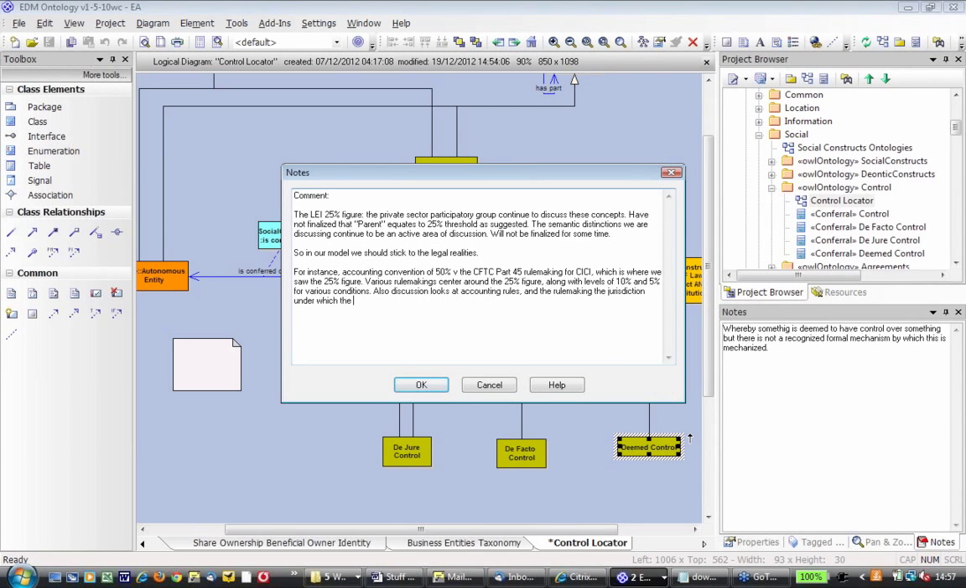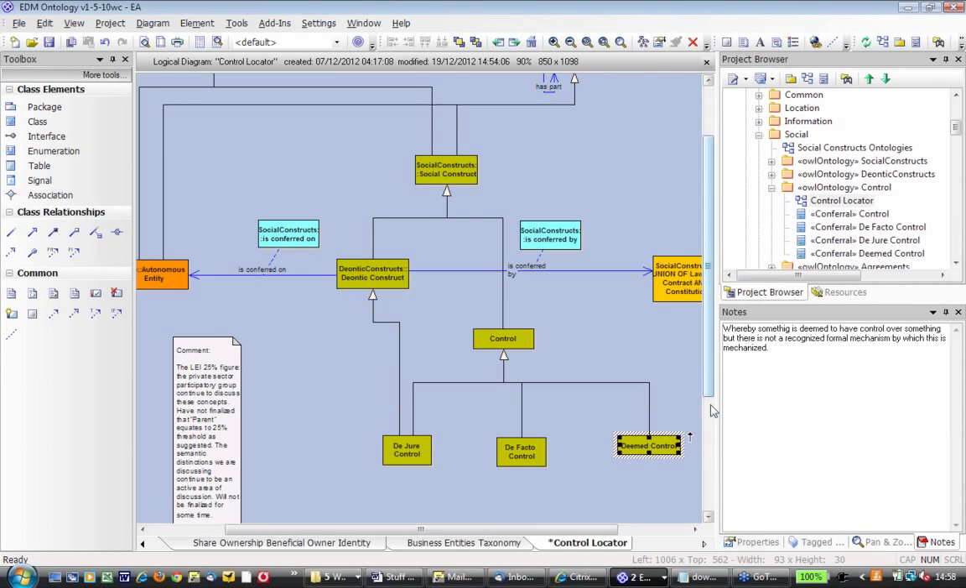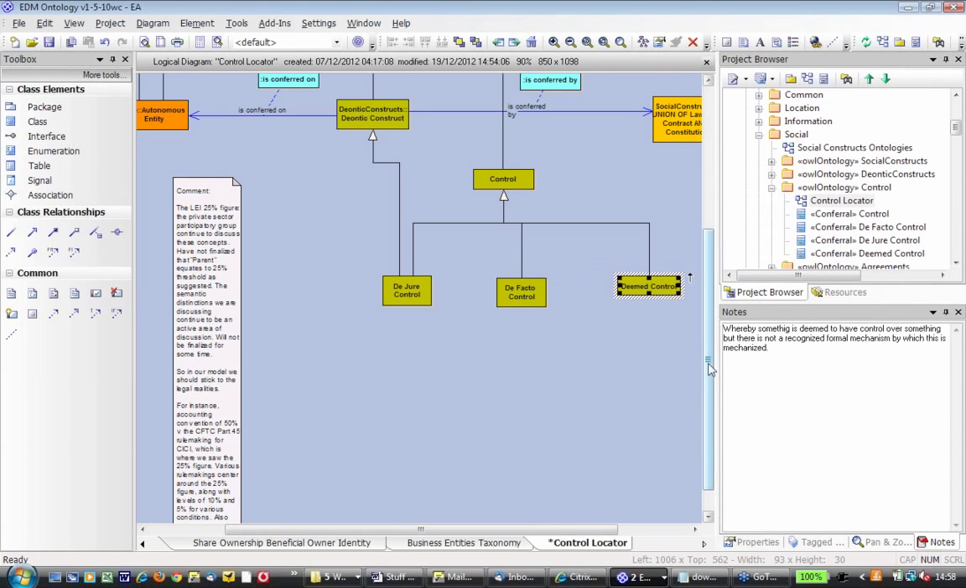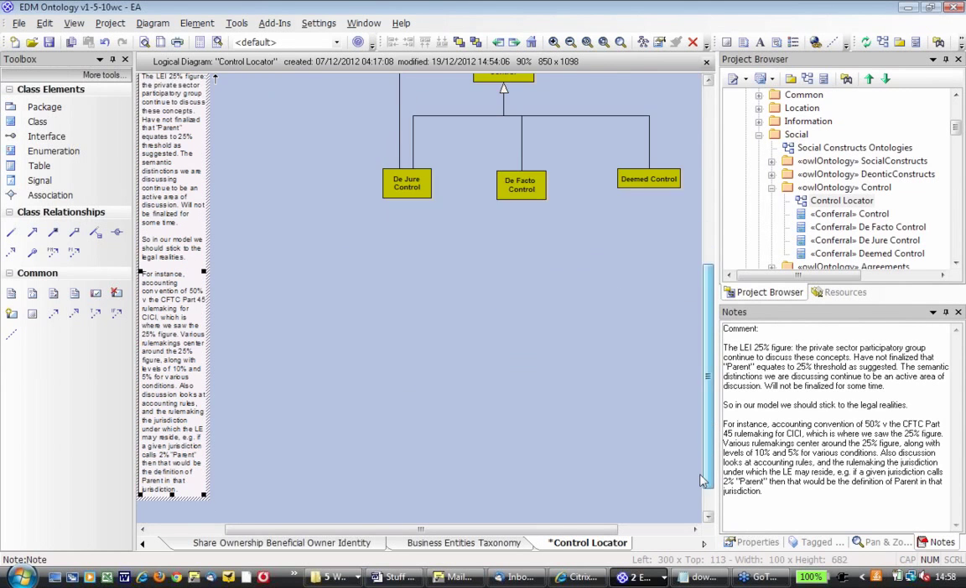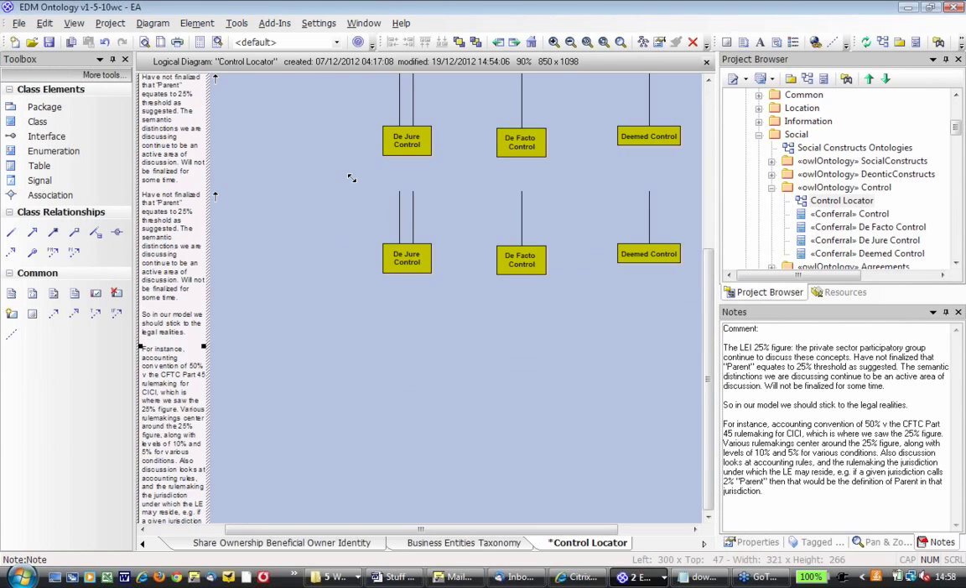And again, as the LEI discussion is evolving, there's a lot of discussion about the accounting rules or the rulemaking in the jurisdiction under which a legal entity may reside. And say, well, for that jurisdiction, if it's a 25% figure, then perhaps that's what would be used as the determining factor for parenthood. Or if it's a 50% figure under the accounting rules for that jurisdiction, then that would be the figure that's used. So as I said, there's no definitive answer on this, but it continues to be discussed.